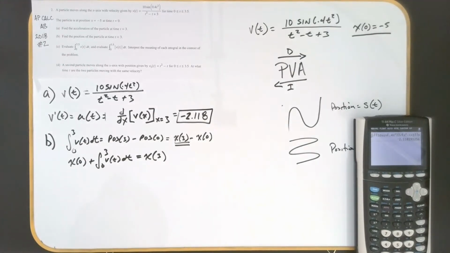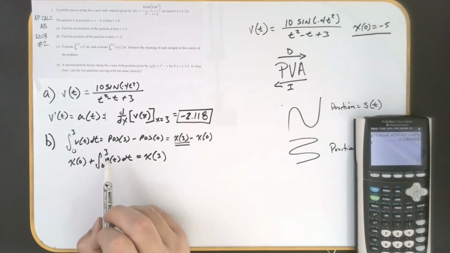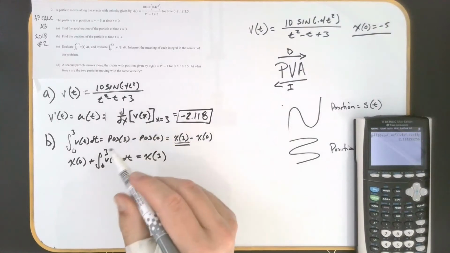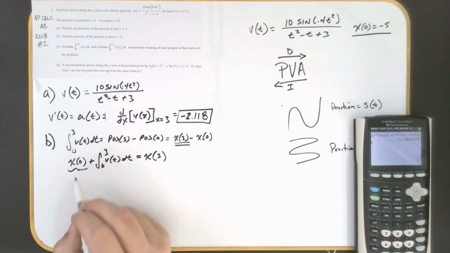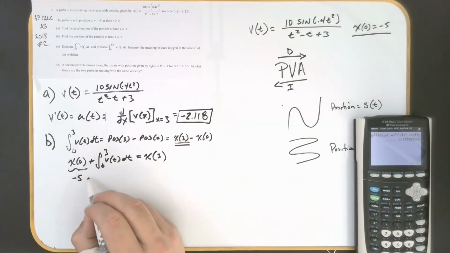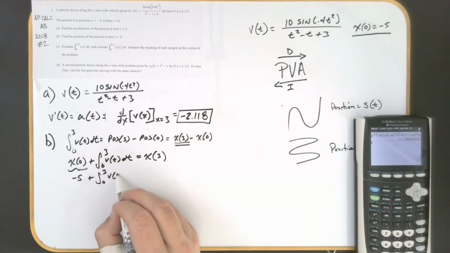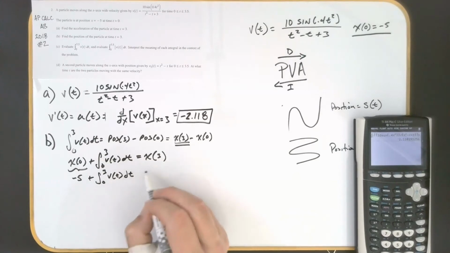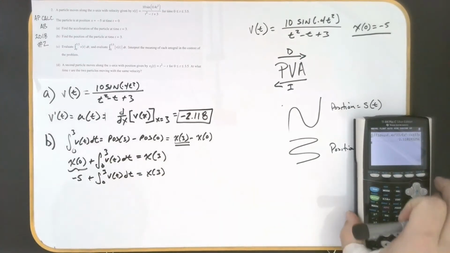And again, we're going to take advantage of our calculator's ability to integrate for us. Now, I have this written over here, but also in the question it says the particle is at position -5 at time equals 0. So this is given right here as -5. I'll just throw that in there. Integral from 0 to 3 of v of t dt, and that'll give us x of 3, which is what we're looking for. Now it's time for the calculator.